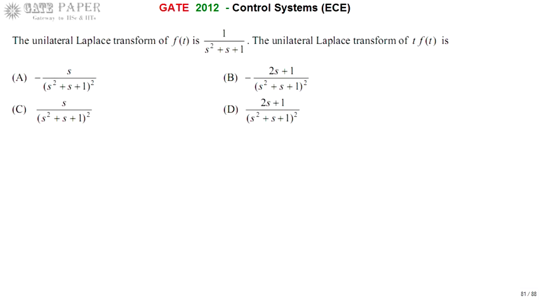The basic difference between unilateral and bilateral Laplace transform is in the integral. For unilateral Laplace transform, the integral starts from 0 and ends at positive infinity. For bilateral, that is the two-sided Laplace transform, the integral limits change from minus infinity to infinity. And one more main difference: we need not specify the region of convergence for unilateral, but it is a must for bilateral. So we must specify the region of convergence for bilateral Laplace transform.